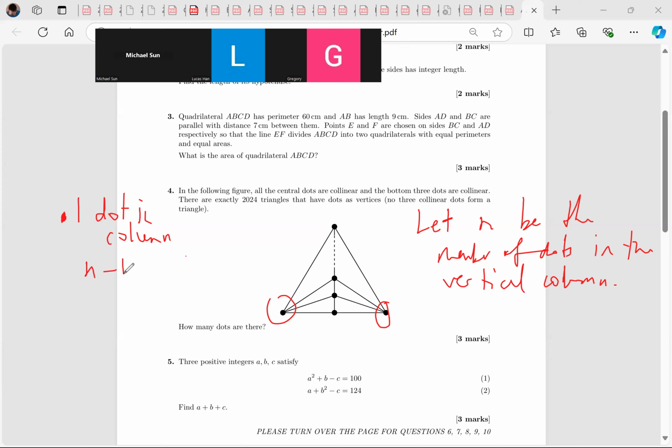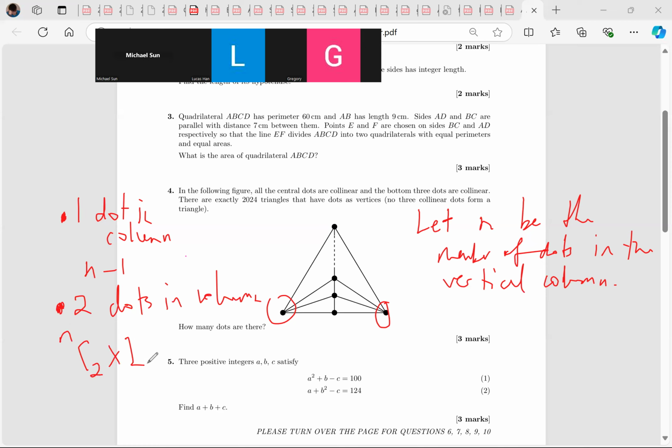Alright, so can you have no dots in the vertical column? No, you can't, because there are only two other dots. But you can have two dots in the vertical column. You can't have three, right? The good thing about two dots is you can have any two, and once you pick two, you can go with either the left one or the right one. So that's literally n choose two times two, yeah?